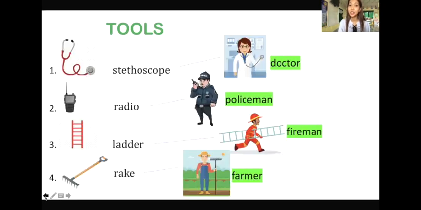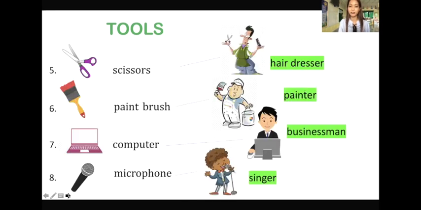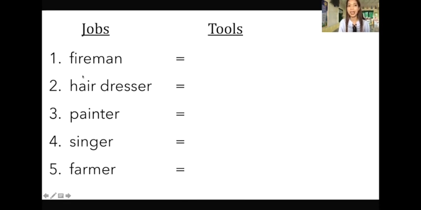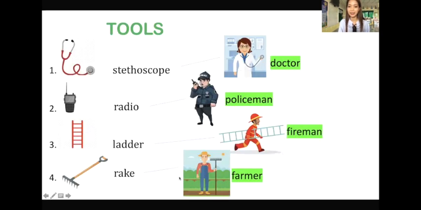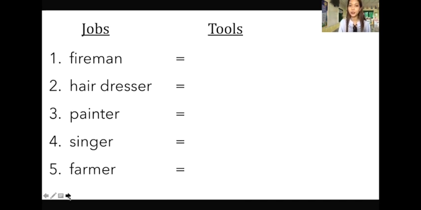You can go back to these pictures and you can find the tool that they are using or that they use. For example, number one, we have a fireman. So let's go back here. Okay, this one, right? This is a fireman. Now you can draw a ladder. You are going to draw the ladder here. Okay, so it's very easy.